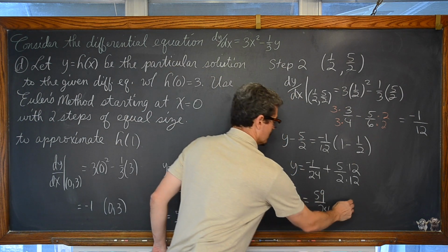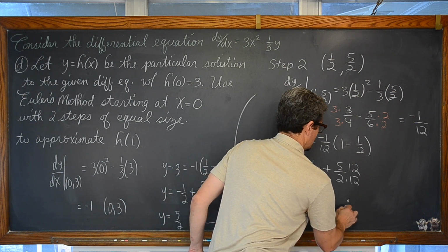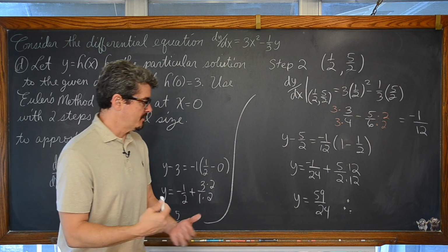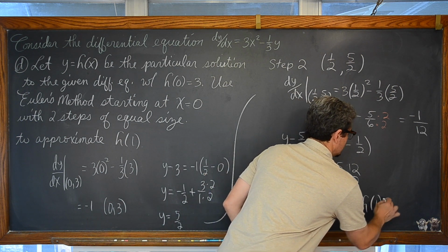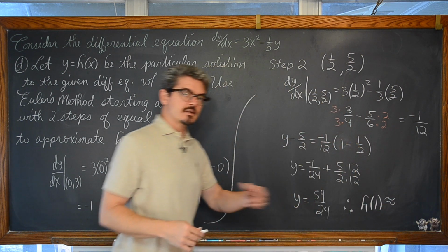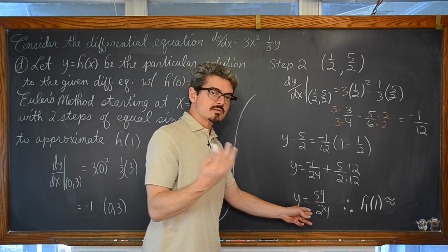Thus, or therefore, based on these two steps of Euler's approximation, we have that h of 1 is approximately, this isn't exact, it's based off of tangent line approximations, 59 over 24.